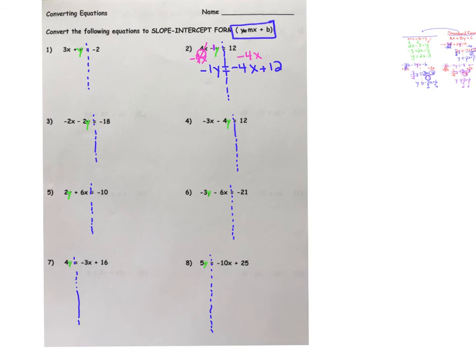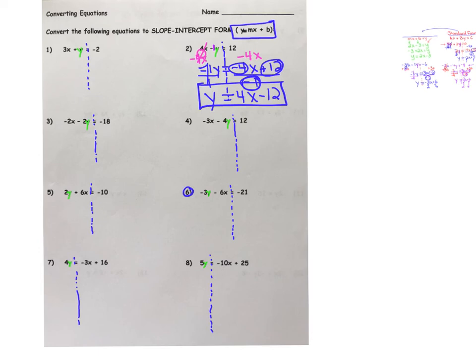But we still need to get rid of that negative 1 in front of that y. Divide both sides by negative 1. We get y equals, well, negative 4 divided by negative 1 is 4x, and a positive 12 divided by negative 1 is a negative 12. This equation is now in slope-intercept form. Let's try another. Let's take a look at problem number 6.